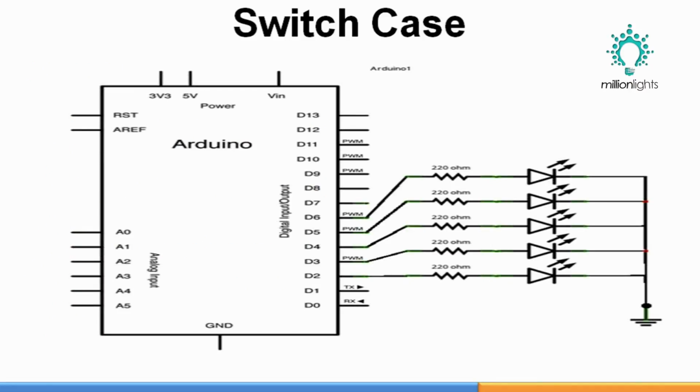The circuit diagram of this is quite simple. We are connecting 5 LEDs to pin numbers 2, 3, 4, 5, 6 through 220 ohm resistors. If you want to skip the resistor part, you can skip it. All the anodes are connected to the Arduino board, and the cathodes are connected together and given to ground. So this is how the circuit is. Now we'll actually build the circuit, then we'll understand the code, and then we'll see the output.